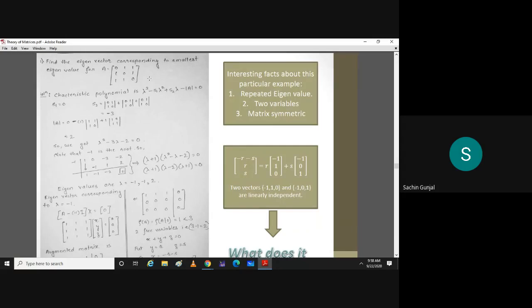Find the eigenvector corresponding to the smallest eigenvalue for the matrix 0, 1, 1; 1, 0, 1; and 1, 1, 0. Let us find the characteristic polynomial first of all. So lambda cube minus S1 times lambda square plus S2 times lambda minus determinant of A equal to 0. S1 is the trace of A, so 0 plus 0 plus 0, that is 0. Then S2 is the sum of minors of diagonal entries.